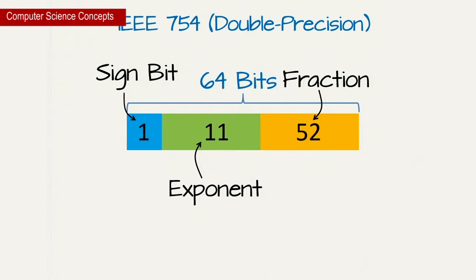For double precision floating point number, 64 bits are used. The first one is the sign bit. The exponent part takes 11 bits, and the rest 52 bits serve as the fraction.